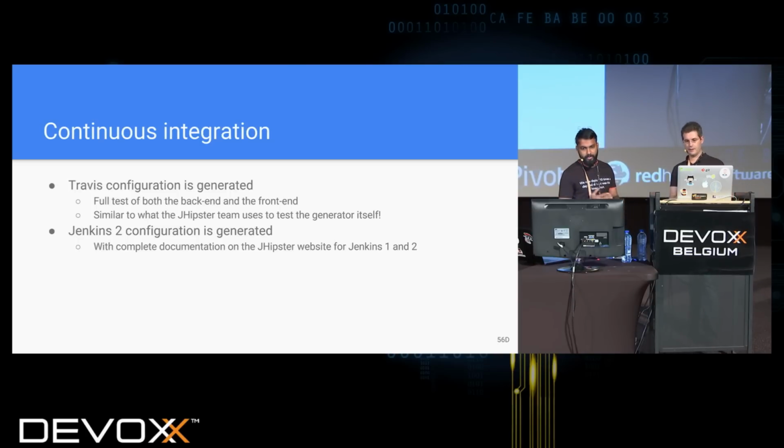For continuous integration, by default, we generate a Travis configuration and a Jenkins 2 configuration. For the Travis configuration, backend and frontend test configurations are present. We use Travis ourselves for our CI, so it is very good. For Jenkins 2, complete documentation can be found on the website. We generate a test configuration with Jenkins for now, not very advanced, but basic to get you started.